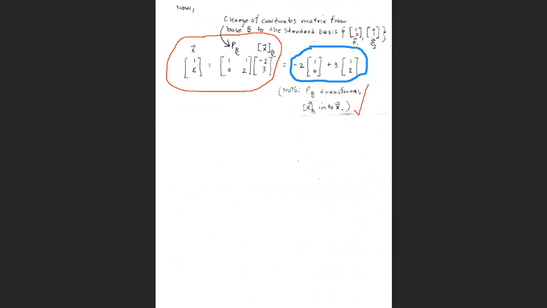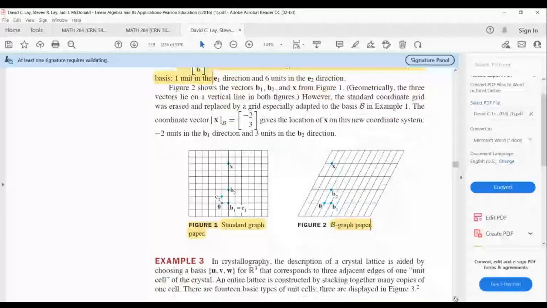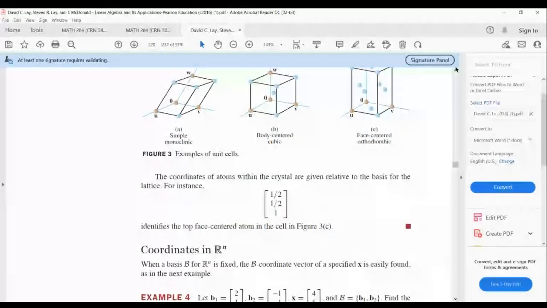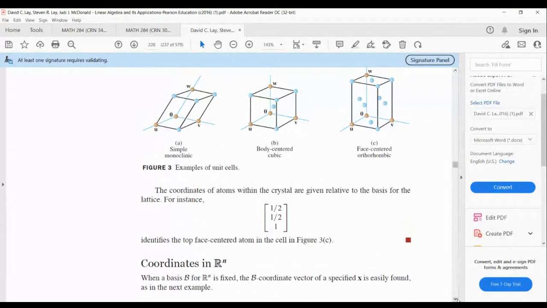Okay. I want to show you one more thing here, real quick, and then I'm going to let you go because it is time. One more thing here from the book that I wanted to show you. They talk about, incidentally, in the book how you have different crystal lattices, and based on the crystal lattice, a different basis is more convenient than another basis. Okay, so that's fine.